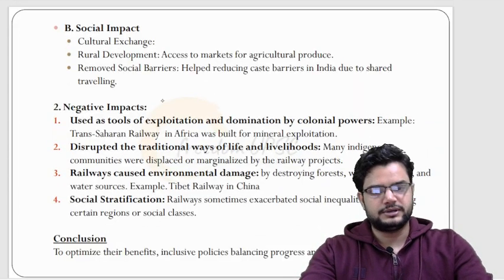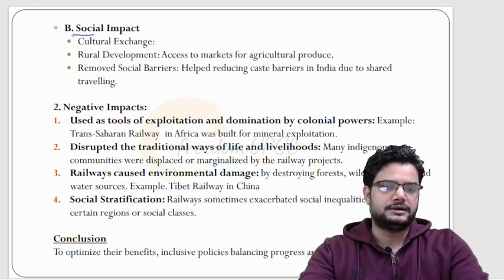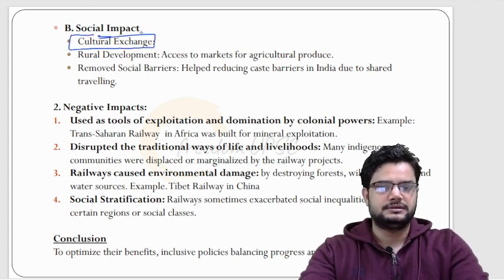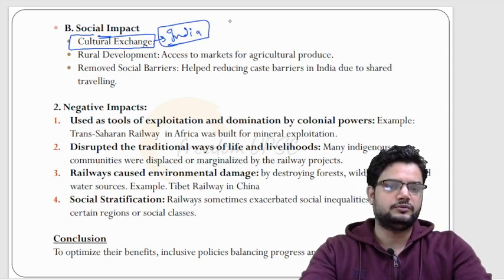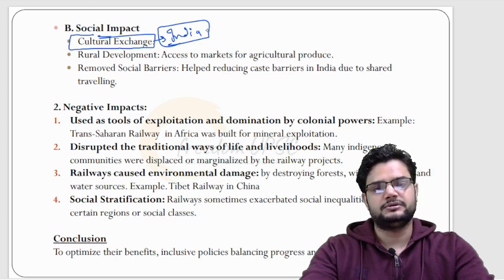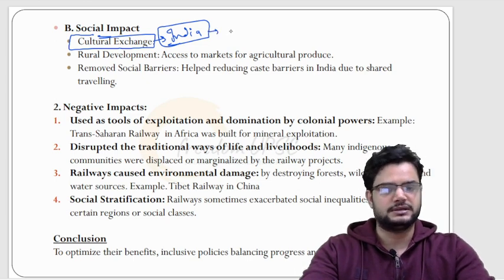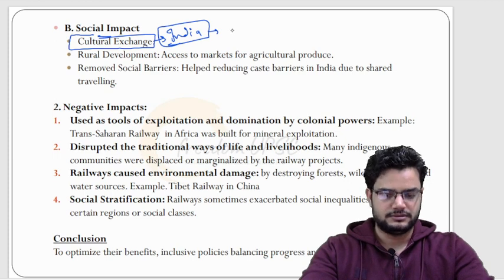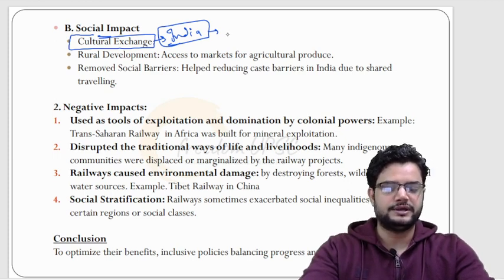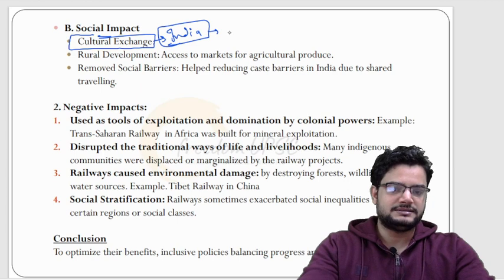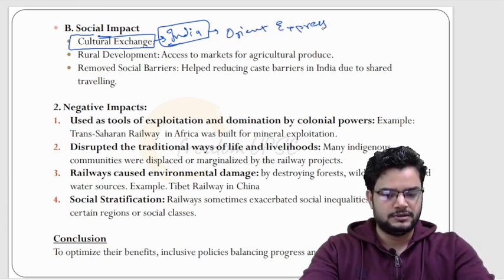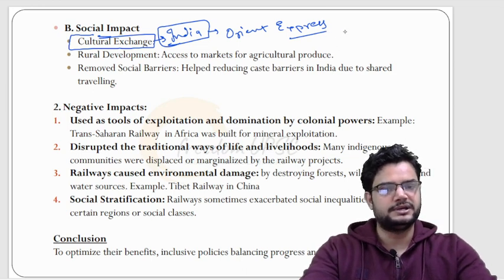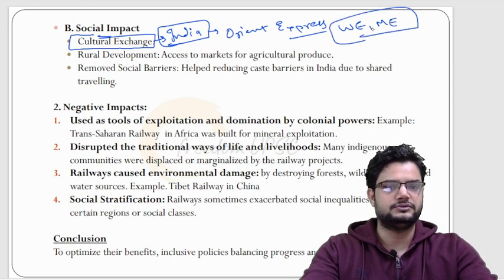In social impact, you can say that it led to cultural exchange. For cultural exchange, you can give the example of India: the Indian national movement benefited because it combined different cultures across India. Also, you can give an example of famous trains like the Orient Express, which connected Western Europe with the Middle East, which led to cultural exchange between the two regions.